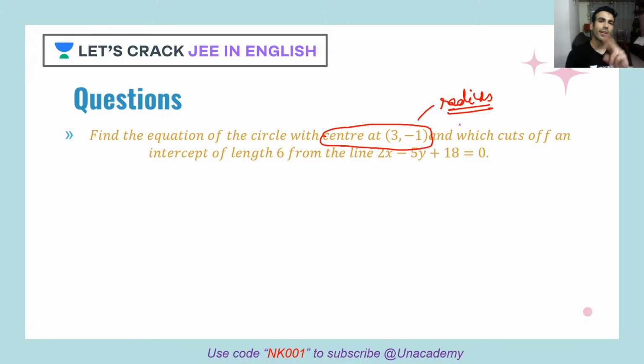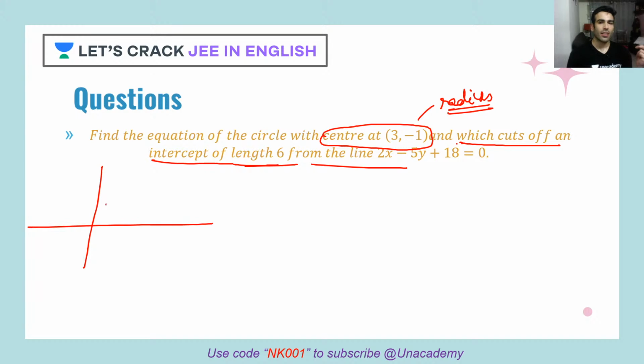Now see, for the radius, they have not given it to you directly. They have given it indirectly: the circle cuts off an intercept of length 6 from the line. So what he has done is, he has given you this center, let's say (3, -1), somewhere here. And this is your circle, and this is your line: 2x minus 5y is equal to minus 18.